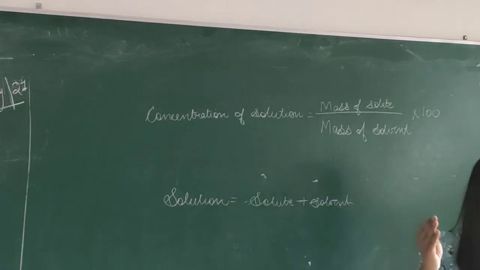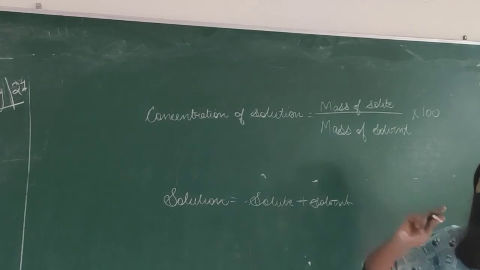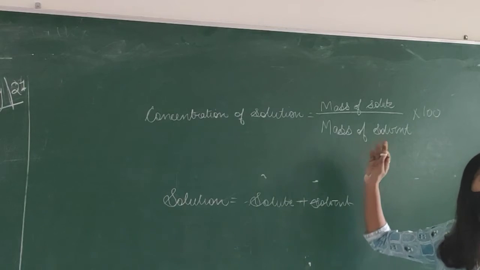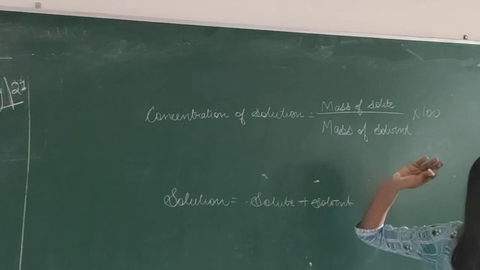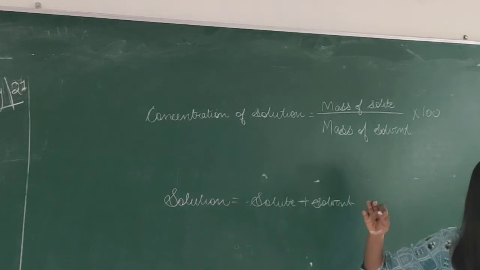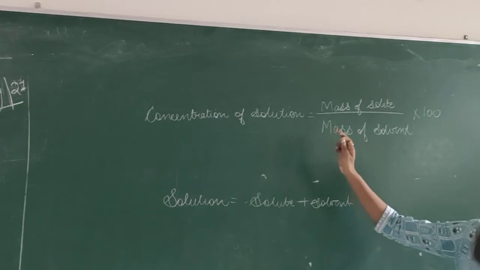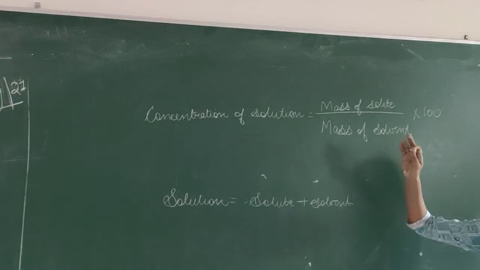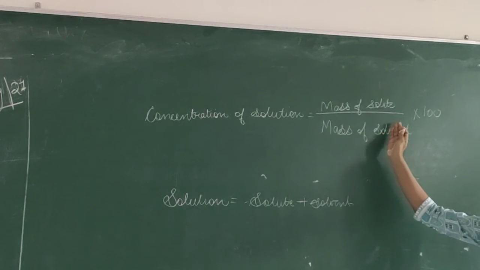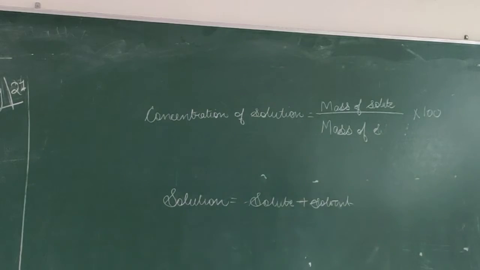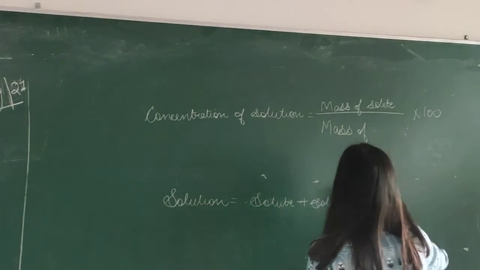You will be given some questions which will be based only on this formula. So they are very easy questions. We have only one formula, and we have to place whatever values we have been given into this formula. That means in the question we would be given the mass of solute and then the mass of solution, not solvent, it's solution.